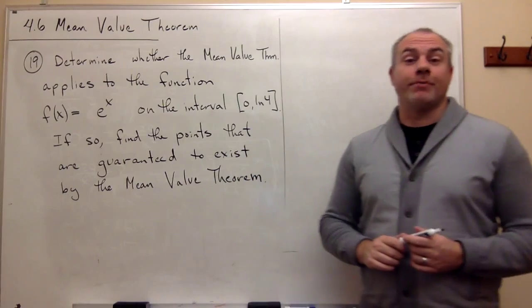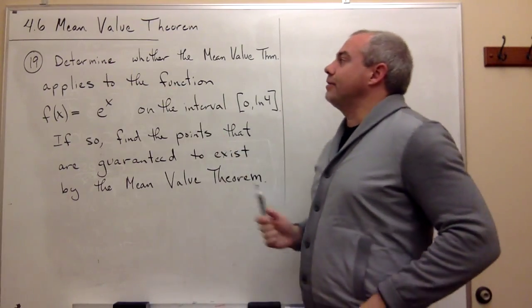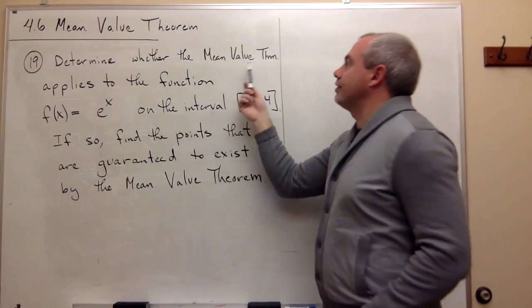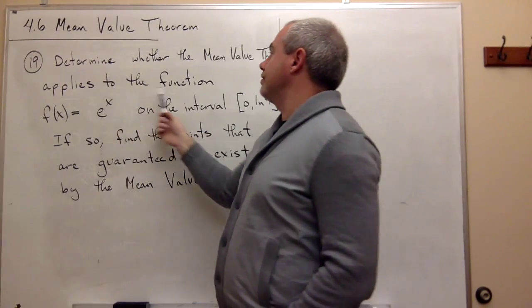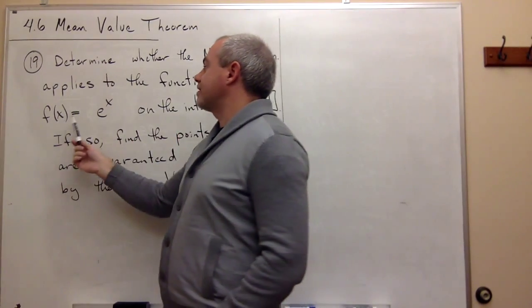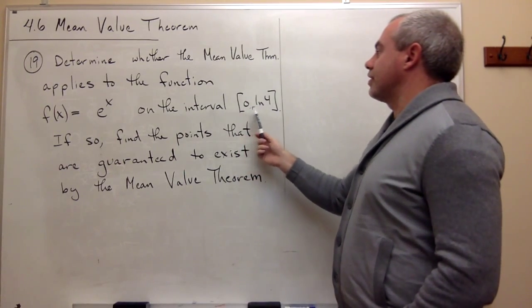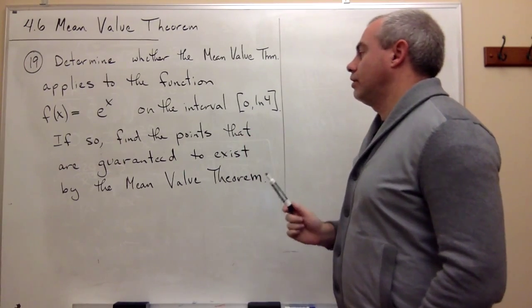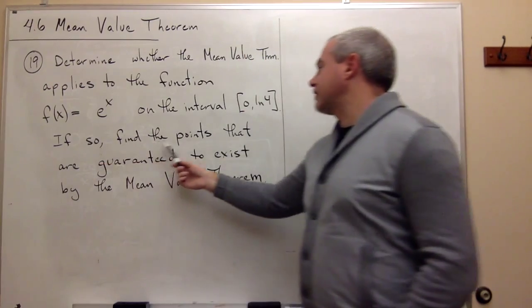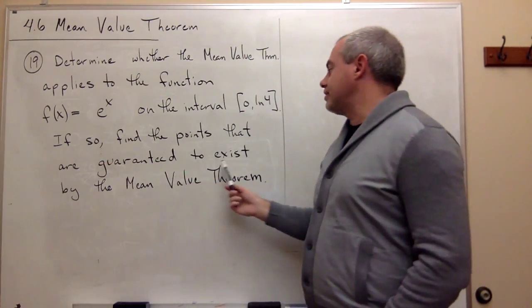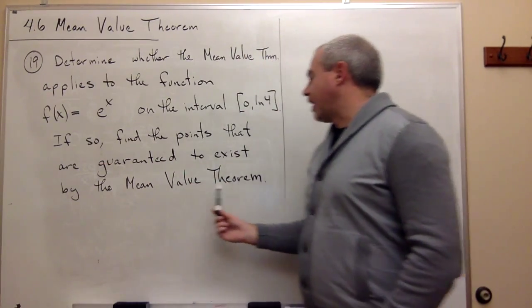Now let's look at problem number 19. In problem number 19, I'd like to determine whether the mean value theorem applies to the function f of x is equal to e to the x on the interval from 0 to ln of 4. And if so, let's find the points that are guaranteed to exist by the mean value theorem.